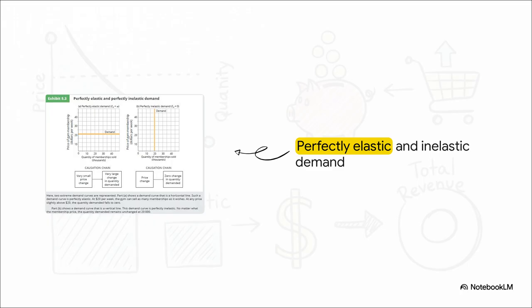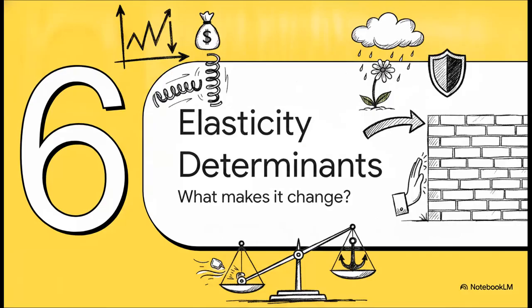Conversely, a perfectly inelastic demand is a vertical line. This means you will always sell the exact same quantity, say 20,000 units, no matter what crazy price tag you slap on it. Consumers will pay literally whatever it takes. Which leads us to the determinants of elasticity. What actually makes consumers react?